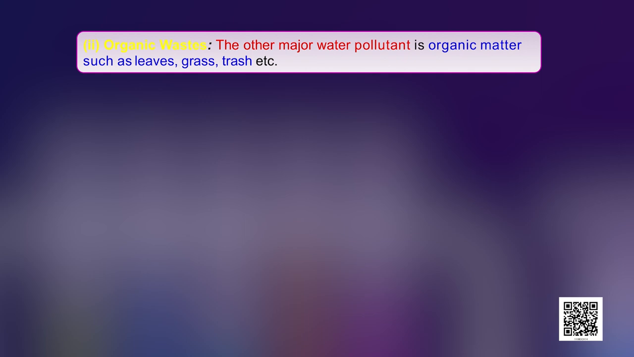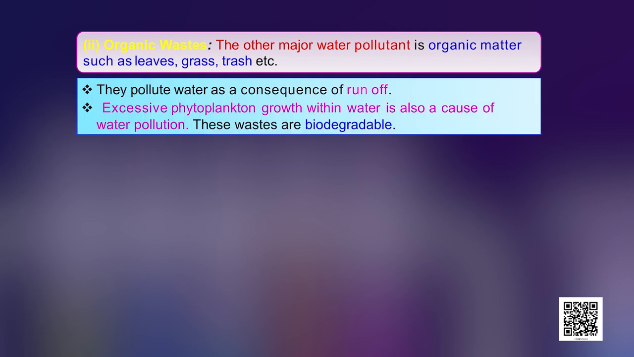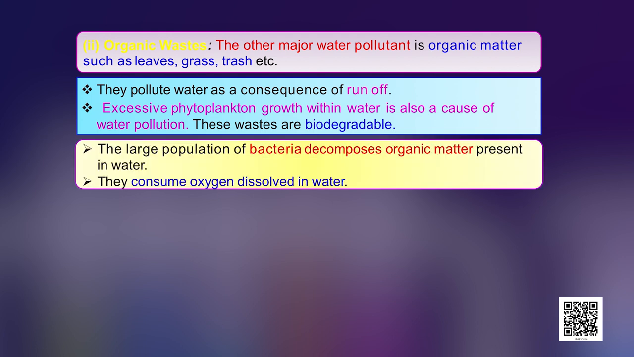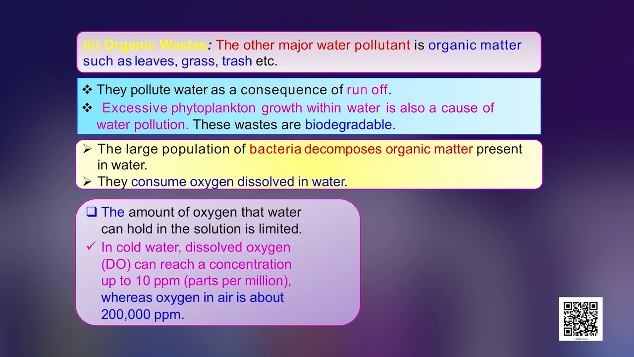The second category is that of organic waste. The other major water pollutant is organic matter such as leaves, grass, trash, etc. They pollute water as a consequence of the runoff. Excessive phytoplankton growth within water is also a cause of water pollution. These wastes are biodegradable. A large population of bacteria decomposes the organic matter present in the water. They consume oxygen dissolved in the water. The amount of oxygen that water can hold in solution is limited.